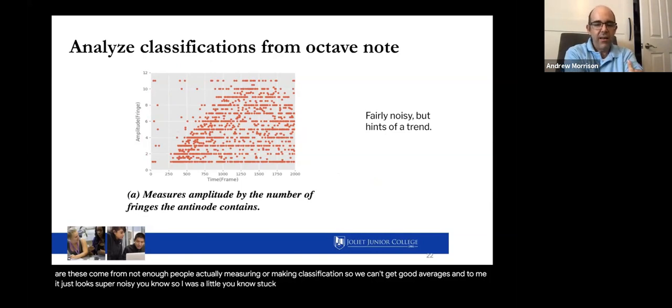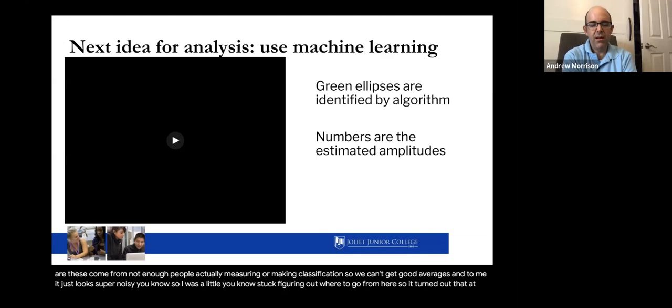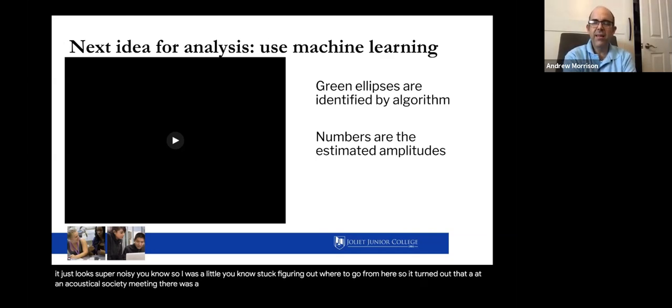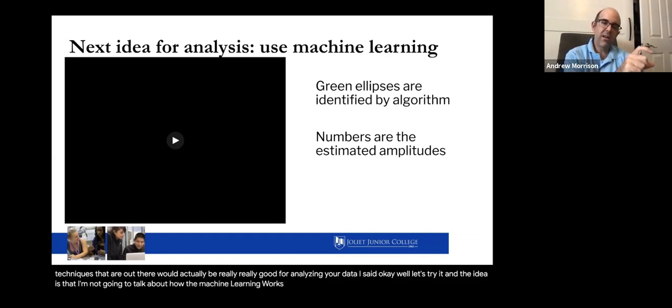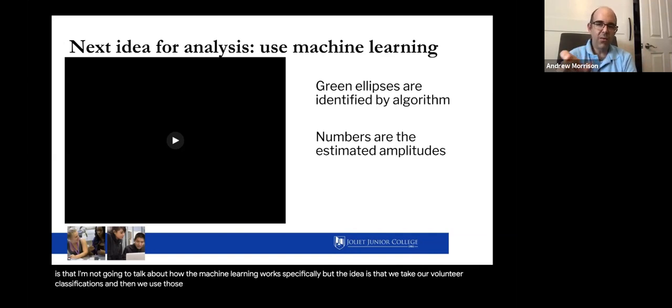It turned out that at an acoustical society meeting, another musical acoustics person said, I think the machine learning techniques that are out there would be really good for analyzing your data. And I said, well, okay, let's try it. I'm not going to talk about how the machine learning works specifically, but the idea is that we take our volunteer classifications and use them to seed a machine learning algorithm, which will then predict what people would possibly come up with for a measurement of the locations of the antinodes and their amplitudes.